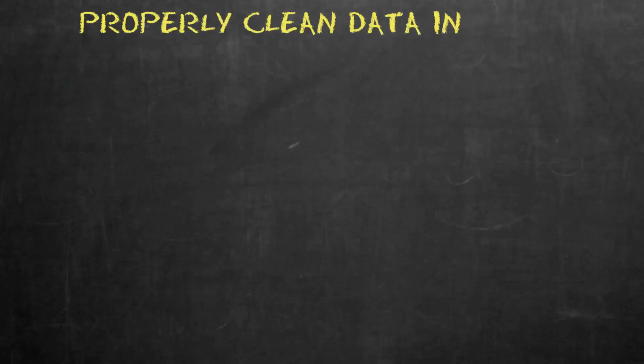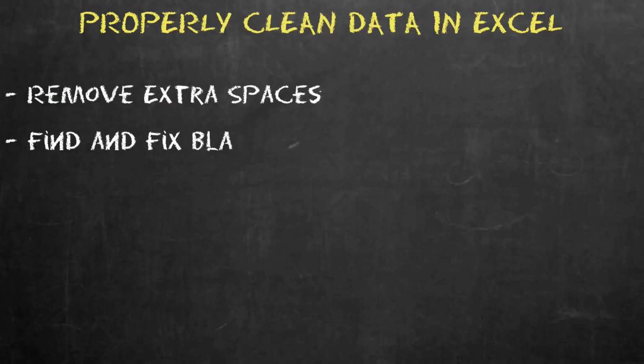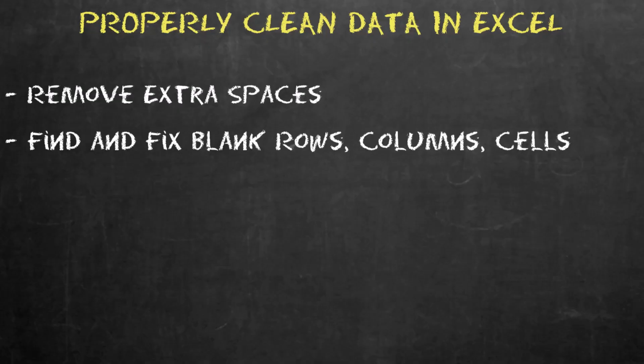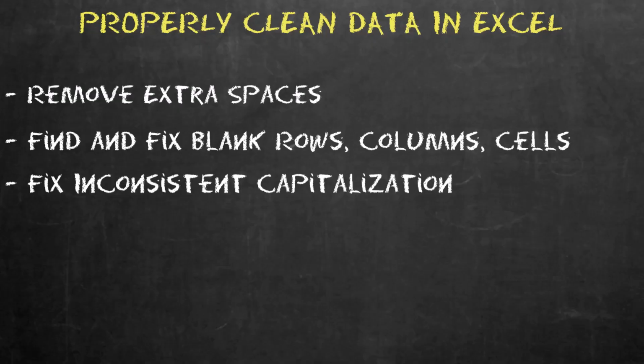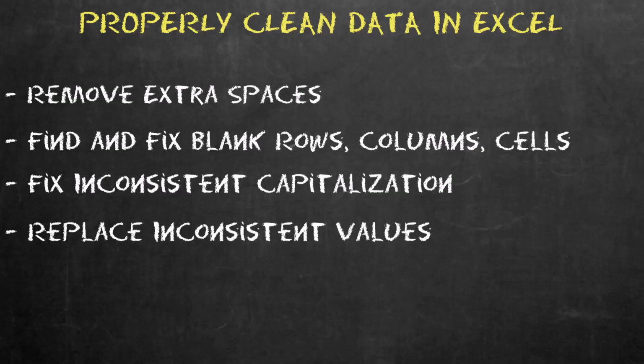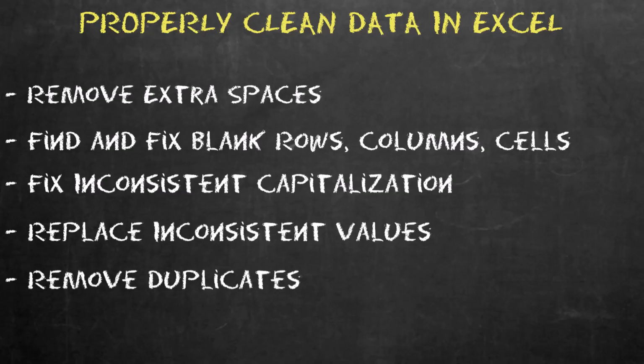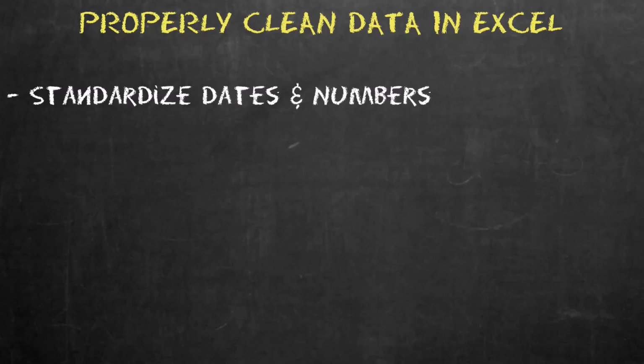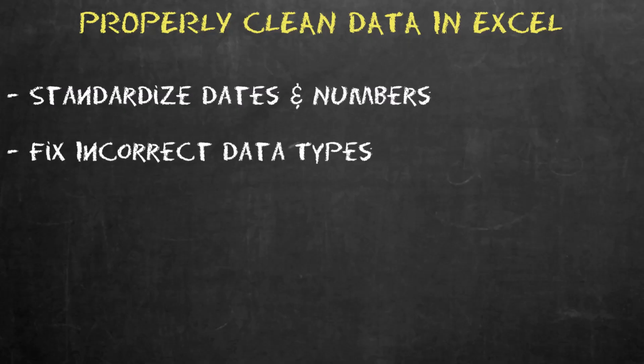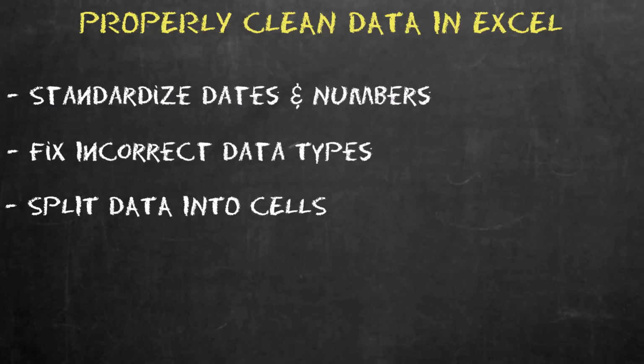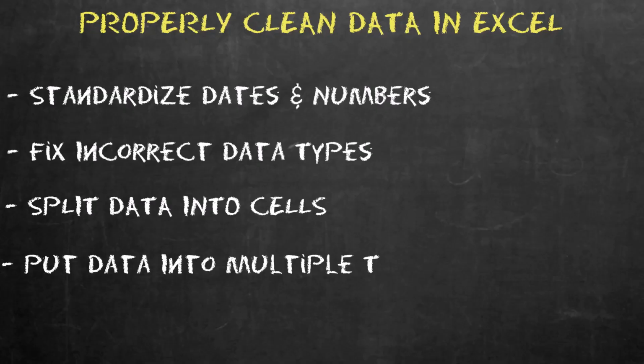To properly clean your data, you need to do the following. Remove any extra spaces, find and fix blank rows, blank columns, or blank cells, fix inconsistent capitalization, replace any inconsistent values, remove any duplicates. You want to standardize dates and numbers, fix incorrect data types, split data into multiple cells. And lastly, and most important, you want to put your data into multiple tables if applicable, and there's a big reason for that, of which we'll show you later. Now, let's get into it.